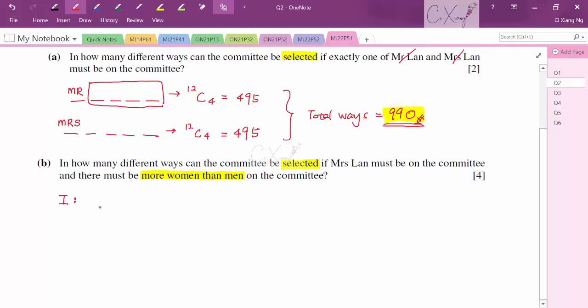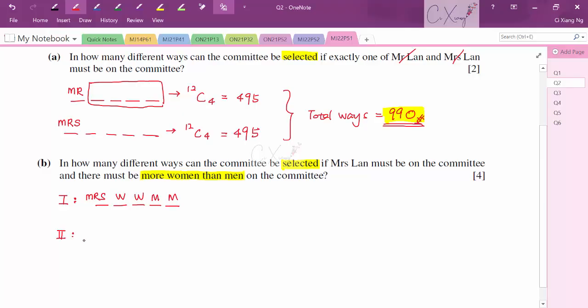First case, I'm having 5 members in total in the committee, right? Okay, so Mrs. Lan must be in the committee. Okay, then must have more women than men. Therefore, I have another 2 women committee and 2 men committee. So that means for this case, you're having 3 women with 2 men.